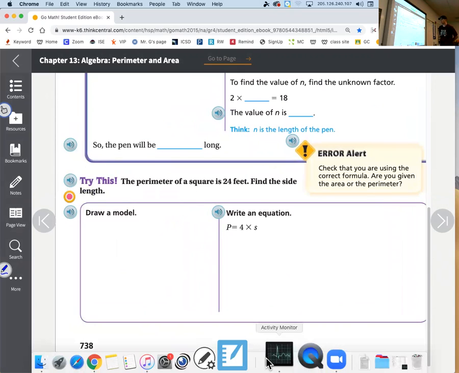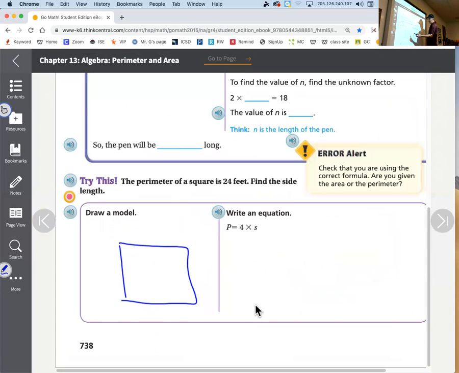So let's look at these two. This is the perimeter. So the perimeter of a square. Let's draw a square. Pretty square. And the perimeter, side A, B, C, and D. Add them all up and you get 24.